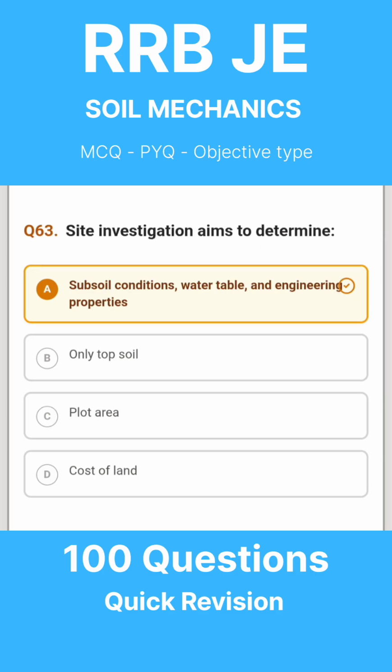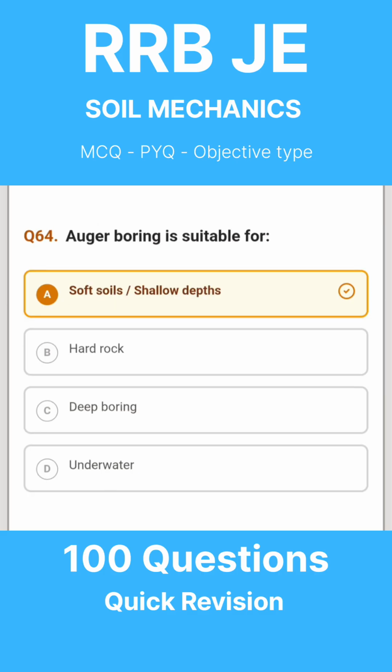Question 63. Site investigation aims to determine? The correct answer is subsoil conditions, water table, and engineering properties. Question 64. Auger boring is suitable for? The correct answer is soft soils and shallow depths. Question 65. Wash boring is used for? The correct answer is sands and silts below water table.